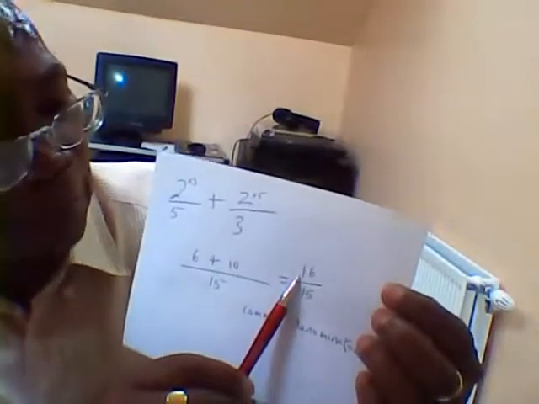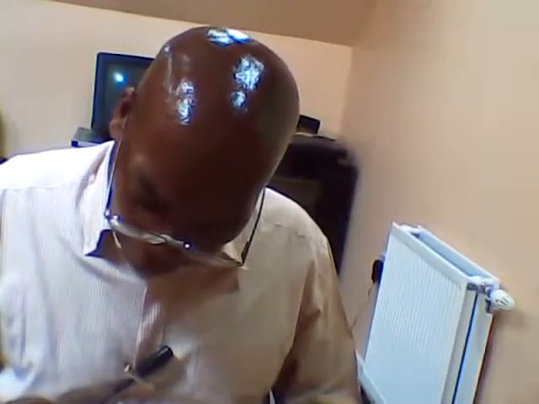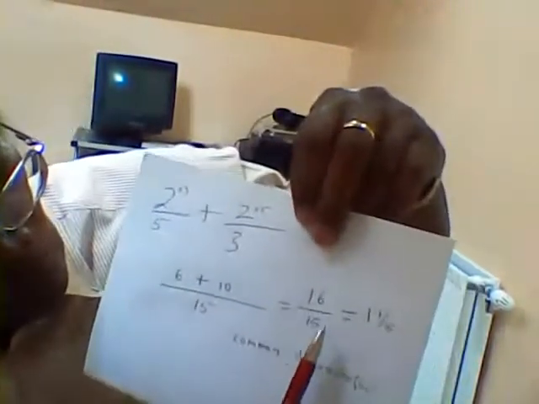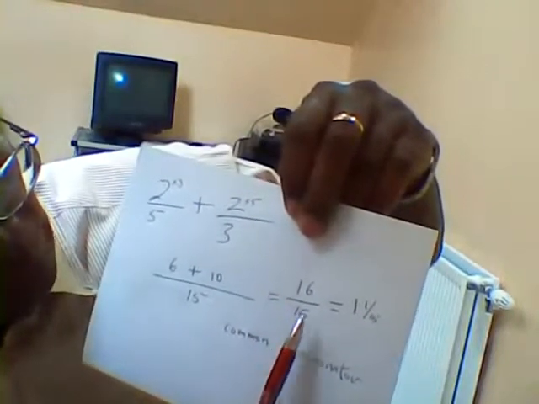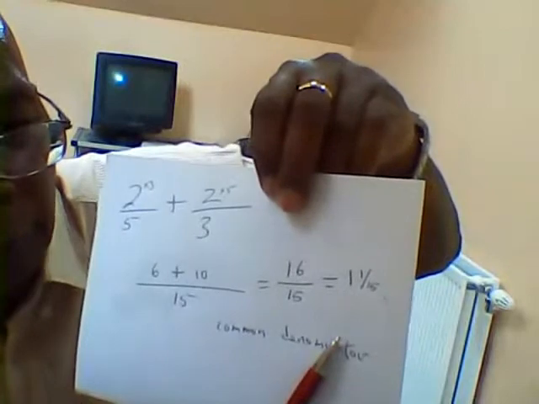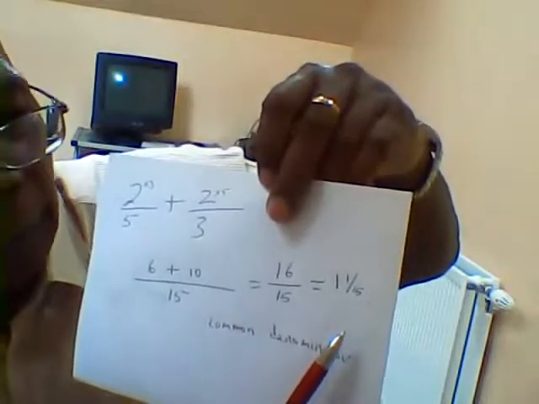So we need to bring it down to a simpler form, and that would be equal to 1 and 1/15. So you can now see that 16 over 15 equals 1 and 1/15. Okay, we brought it down to its simplest form and its lowest common factor.